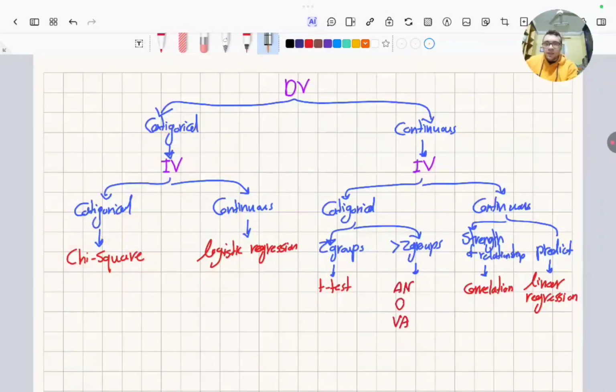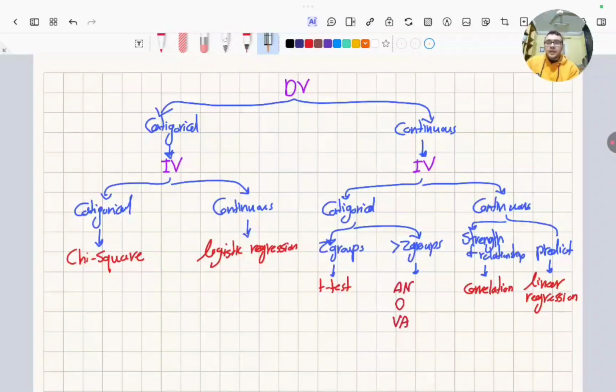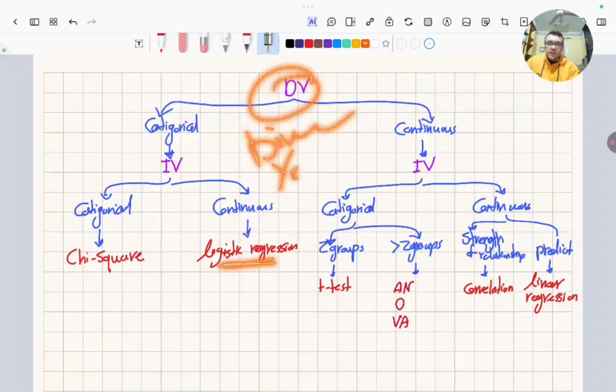And if the sample is smaller, you should use the younger brother of chi-square, which is called Fisher's exact, but it's low yield. And if the independent variable is continuous, you should use logistic regression test. In logistic regression, the dependent variable must be binary. It means that it's yes or no.